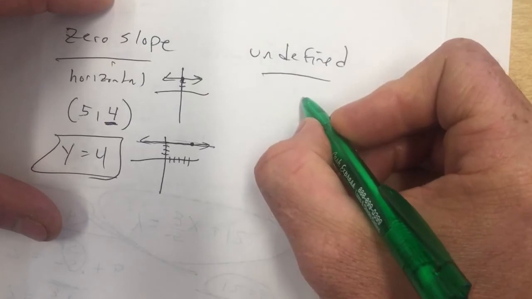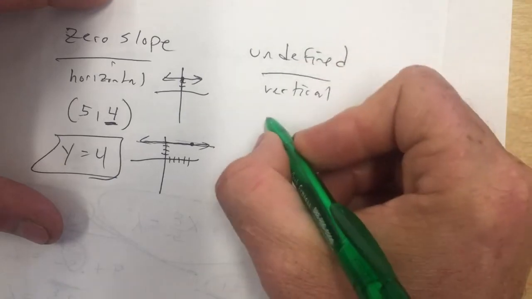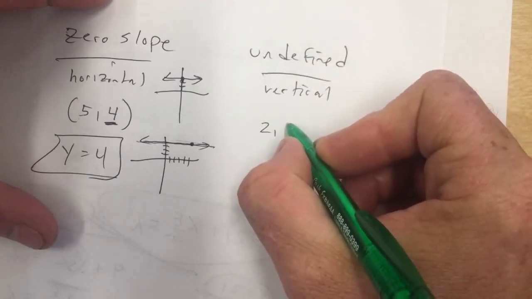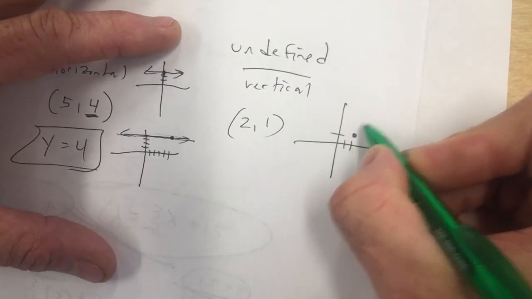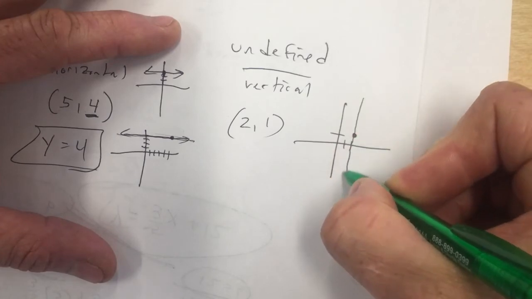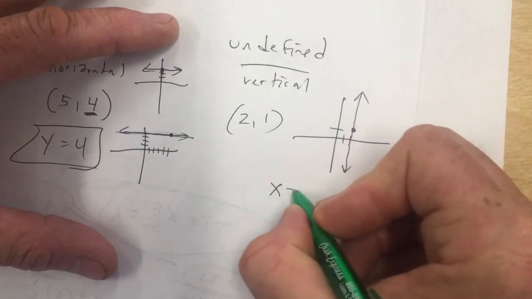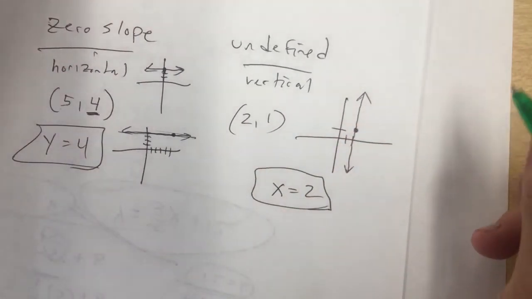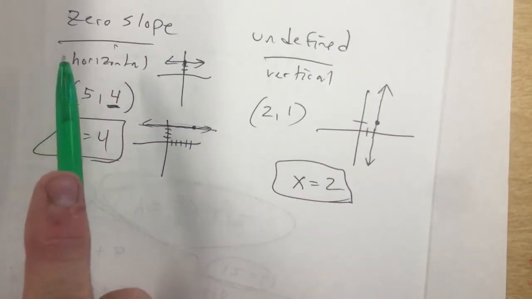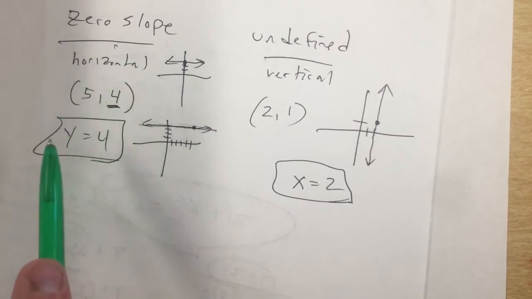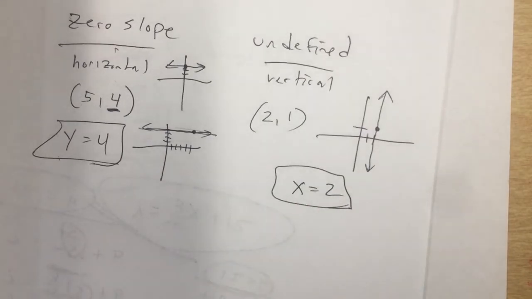Now, if it's undefined, that means it's vertical. So suppose I have this one here. It's undefined and it goes through 2, 1. Okay. Well, 2, 1 is this point right here, and it's undefined, so it's a vertical line like this. Okay, well, you count it off on the x-axis. So this is x equals 2, and that would be my equation there. So these are two cases you have to watch out for. If you have 0 slope, which is horizontal, it's going to be y equals a number. And if you have undefined, which is vertical, it's going to be x equals a number. Okay?